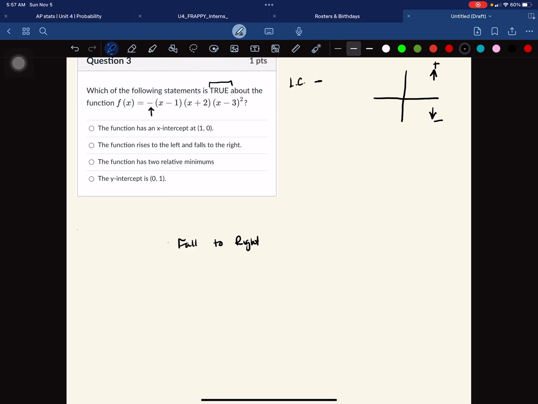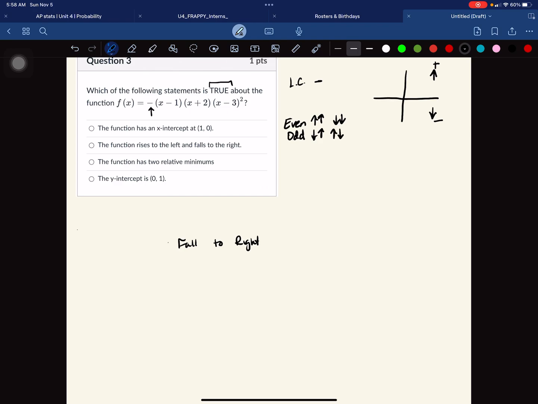The next clue is going to come from whether this is an even or odd function. Even or odd. All right, if it's even, we know that the direction of the arrows will go in the same direction, whether it's up, up, or down, down. If it's odd, they'll be in opposite directions, whether it's down, up, or up, down.